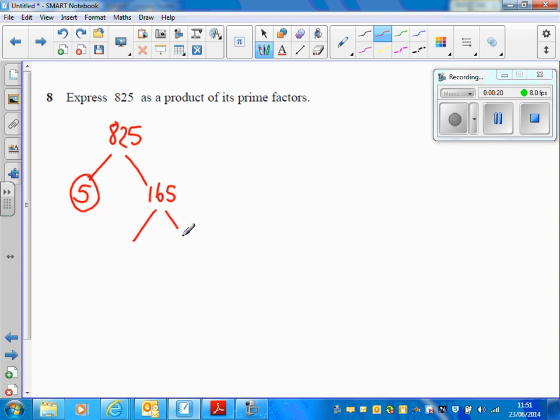I'm going to divide 165 though, and again I can see that 5 goes into that. Using my calculator, 5 times 33 is 165. Again, 5 is prime. If I look at 33, it isn't prime, but I can write it as 3 times 11, and in fact 3 and 11 are both prime.